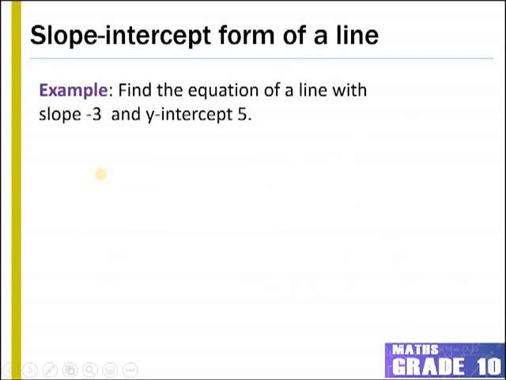Example, find the equation of a line with slope -3 and y-intercept 5. The slope-intercept form of the line is y equals mx plus b. The slope is -3, so m is -3, and the y-intercept is 5, so b is 5. And the equation is y equals -3x plus 5.